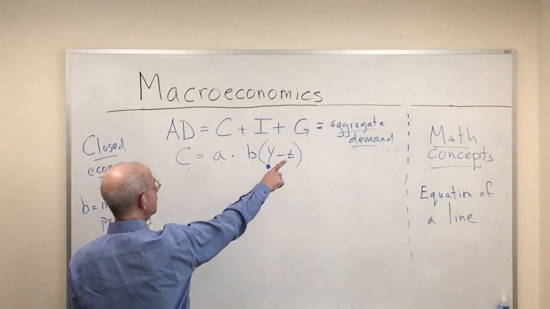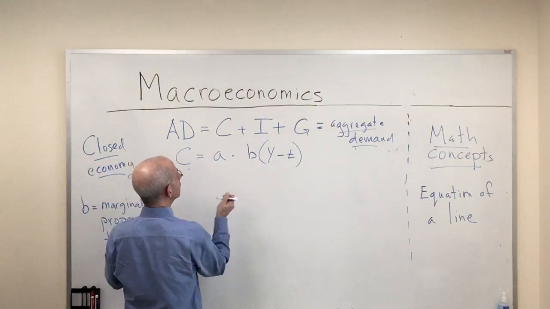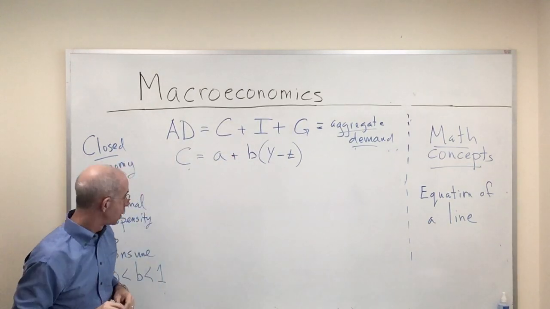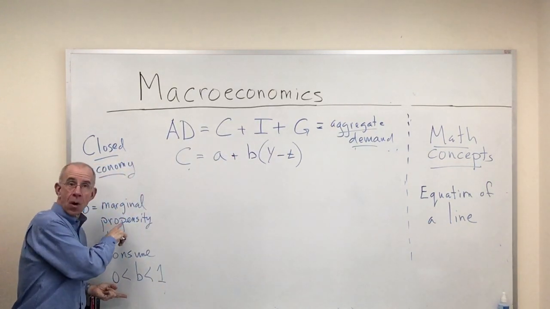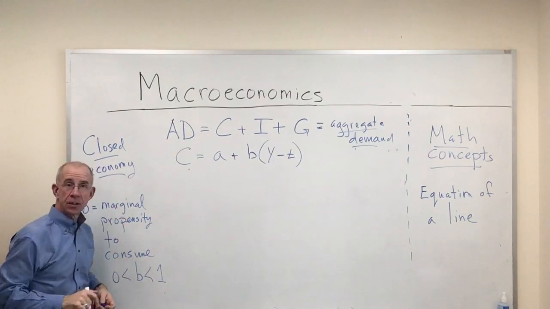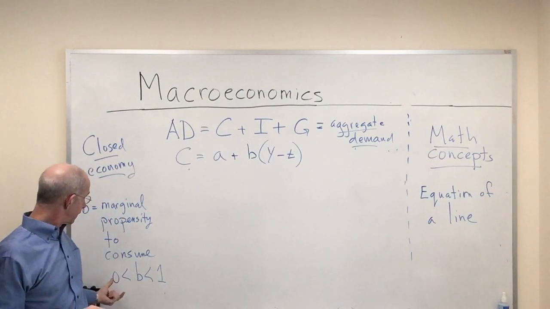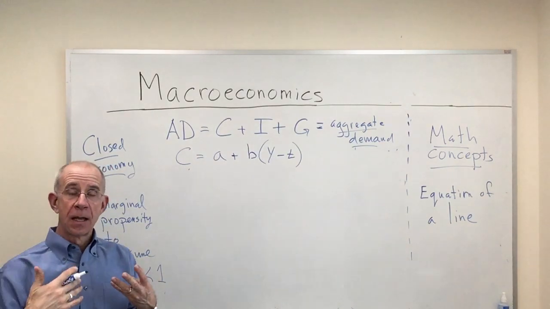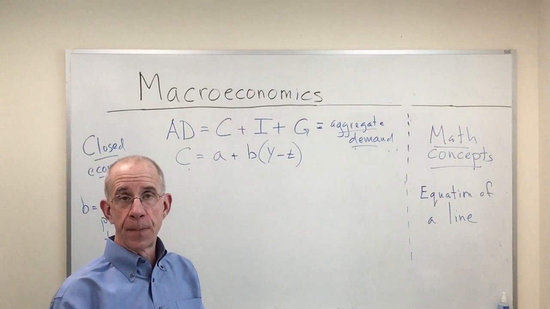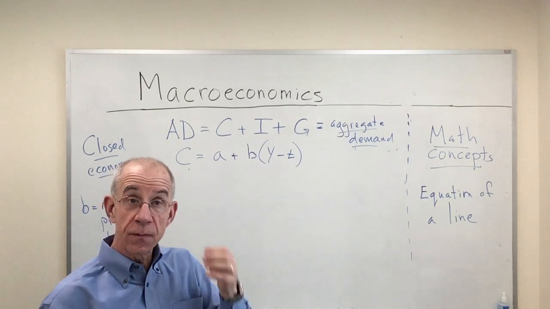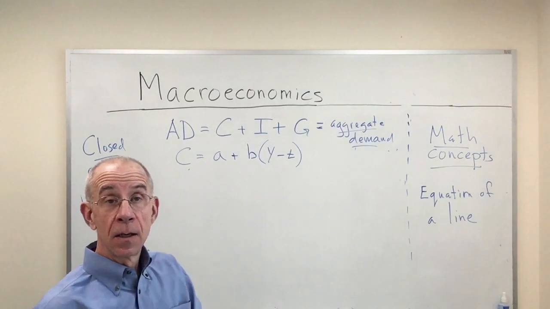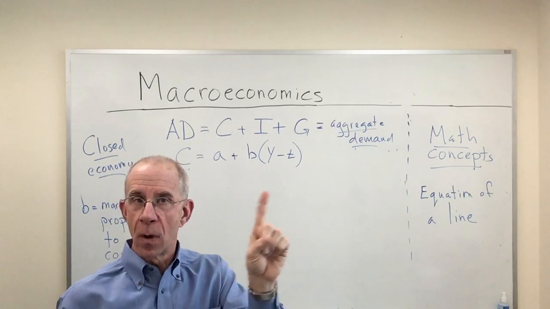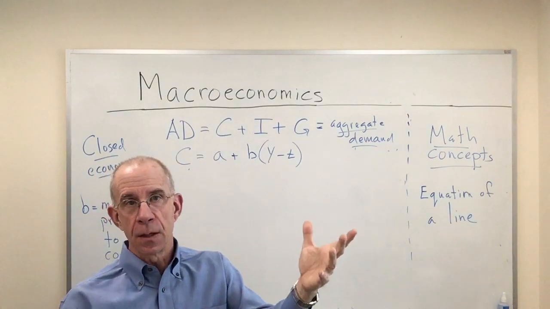And we've got this letter B, which represents the marginal propensity to consume. It's a variable somewhere between 0 and 1. It's how many purchases of goods and services I will undertake, or that the economy consumers will undertake, if income rises by $1 or $1 trillion or whatever.